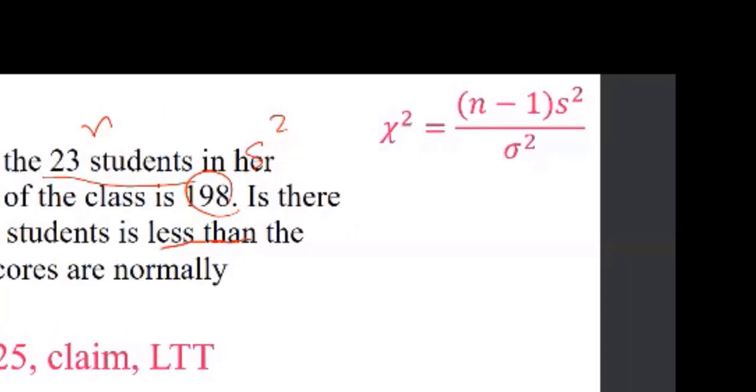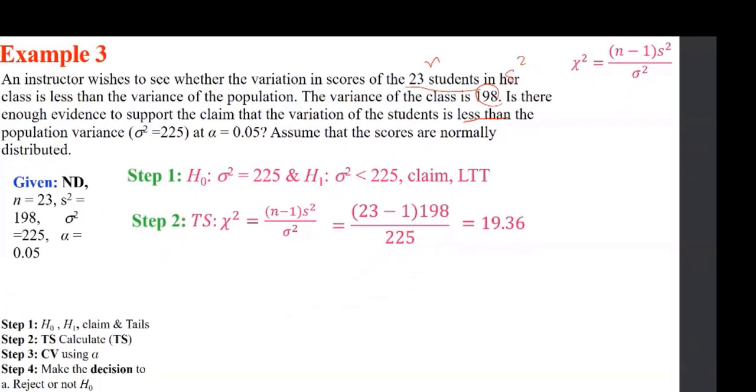Everything is given: n is given, s squared is given, sigma squared is given. By the way, most of the time, s and sigma are given, so you square them. So you calculate that by simply putting in the values, and it gives you the number. A couple of decimals will do the job.